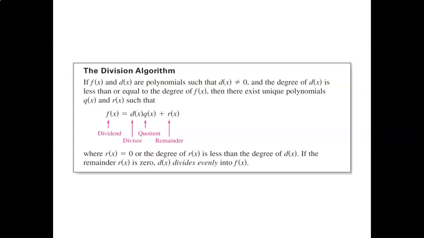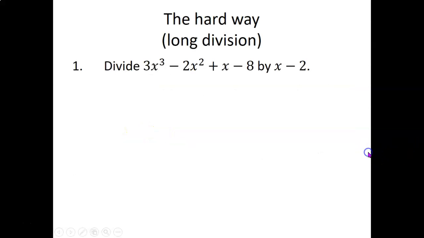Okay, so how do you actually do the division? How do you divide one polynomial by another and find out what you get for a quotient and a remainder? One way, the hard way, is by long division. I'm going to show you one example of this, but I'm not going to spend too much time on it because this isn't the way we're going to be doing it. But you may have seen this before.